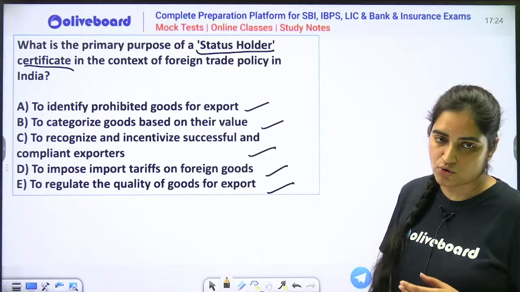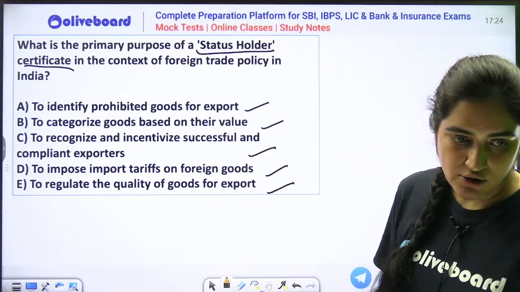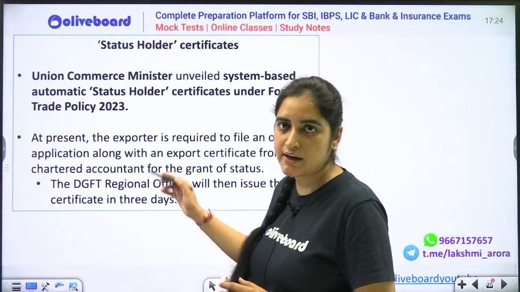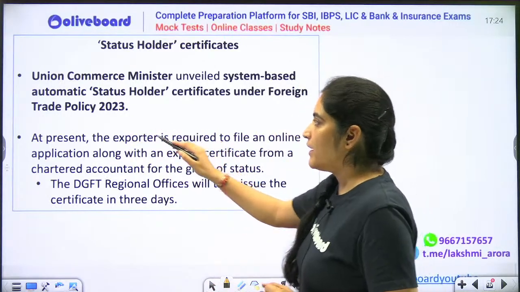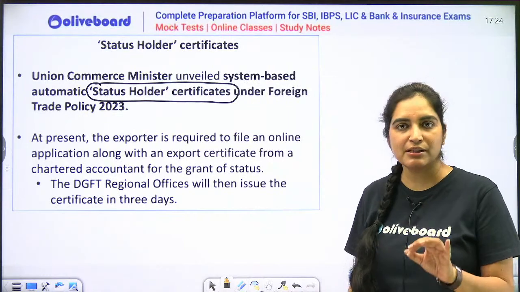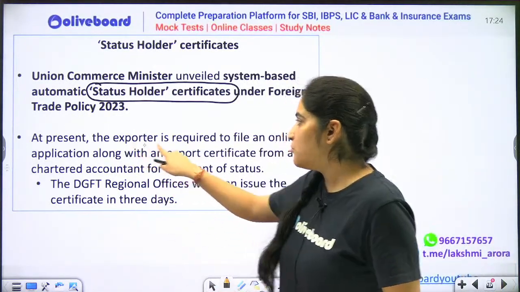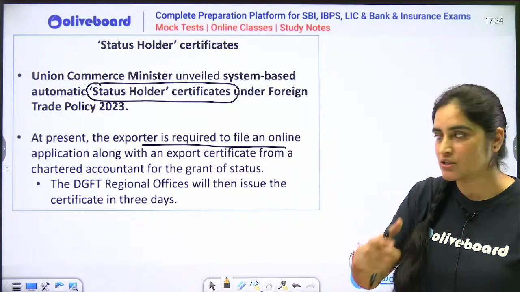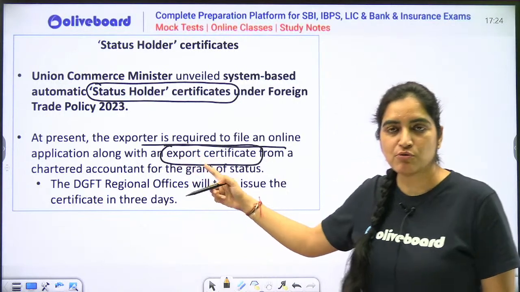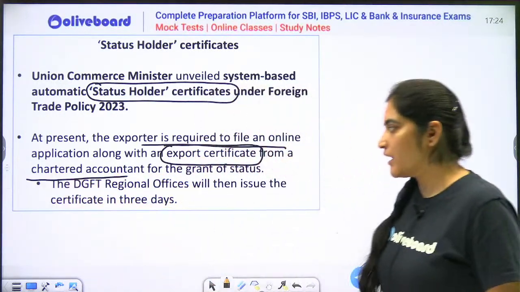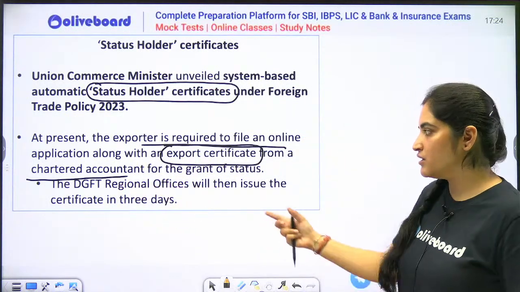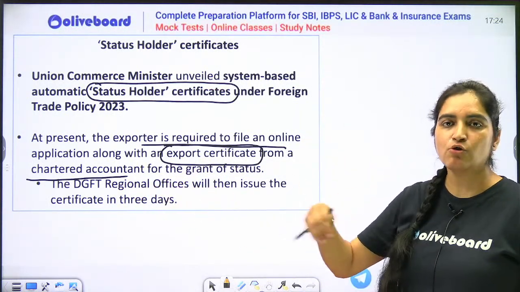Option number A. No, Aditya, you are wrong. Kshitij, you are also wrong. Let us see why was this in news. Ministry of Commerce, basically Commerce Ministry, said that they will be having a status holder certificate. What is this holder certificate? Actually, abhi tak kya hota tha? Up till now, the exporters were required to file an online application, and with that online application, they had to present this export certificate, which was issued by a chartered accountant. Okay. And this was submitted to your DGFT regional office, where they were issuing the certificate within the next 3 days that okay, now they can export.